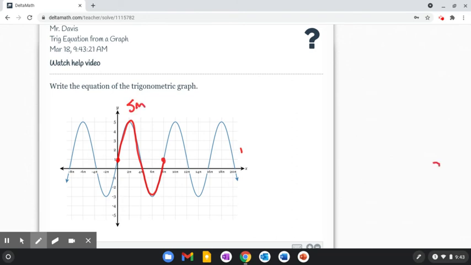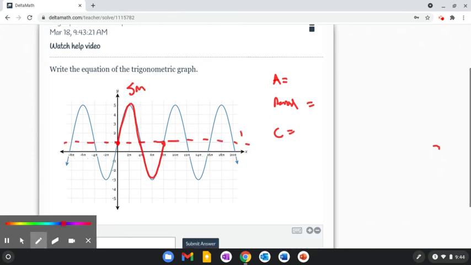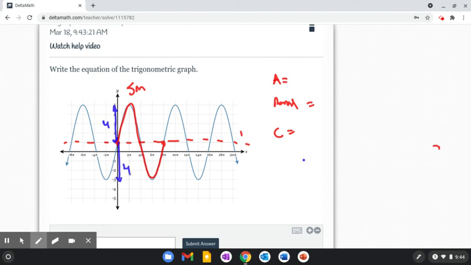Let's see if we can identify the midline so that we can find our amplitude. It looks like the midline starts right there at 1, where it crosses the y-axis. Then for the amplitude, we go up from 1 to 5, which is 4, and 1 down to negative 3 is also 4. So our amplitude is going to be 4. Our midline was shifted up by 1, so C is going to be 1.